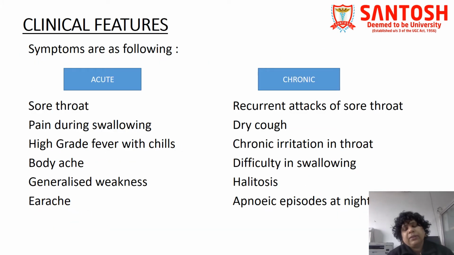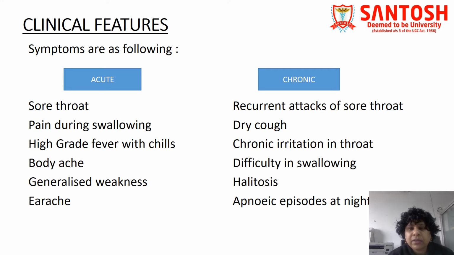What are the clinical features? What they present with in our OPD. In acute we get to see sore throat, pain during swallowing, high grade fevers with chills, body ache, generalized weakness and earache. Why earache? Because of the nerve supply.